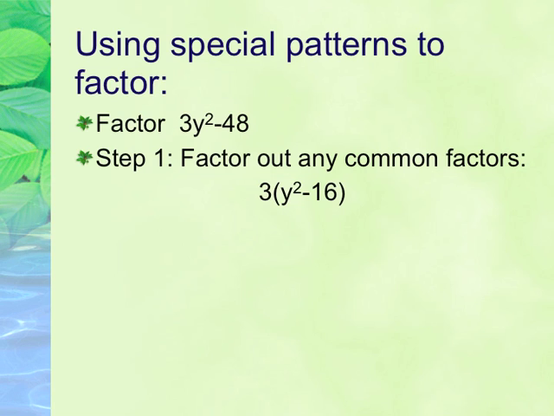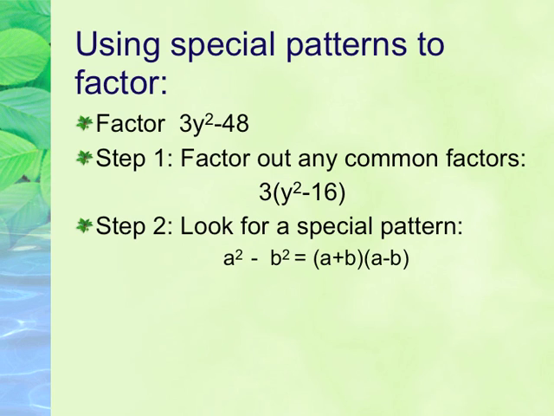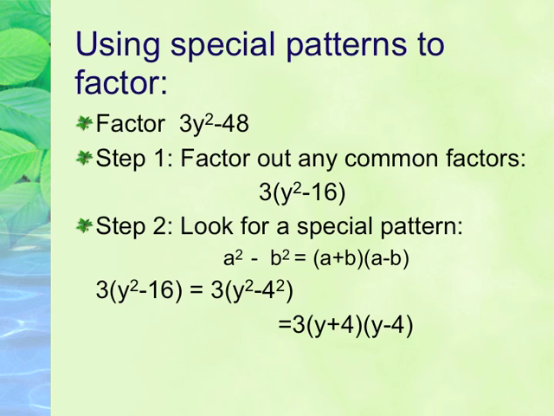I would have 3 times y squared minus 16. The stuff inside the parentheses now does follow the difference of perfect squares pattern. So now I can look for that special pattern. In this case, the special pattern is the a squared minus b squared pattern. So the stuff inside those parentheses can be rewritten as y squared minus 4 squared, which I can factor using the special pattern. So I have 3 times y plus 4 times y minus 4.